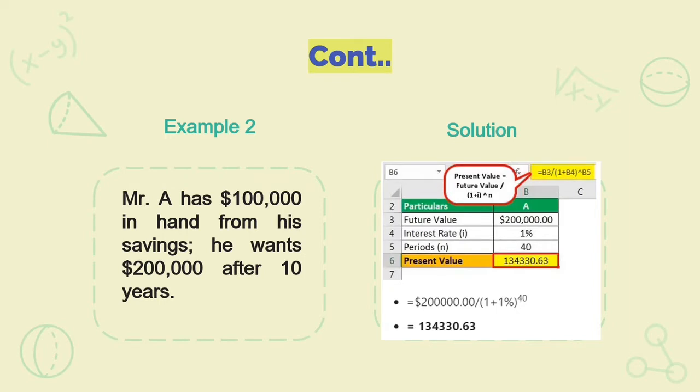First of all, the same steps as example 1. We need to identify the future value, the rate, and the period. After that, we place them into the formula, and then the last step is you can get the present value: $134,330.63 as the answer.